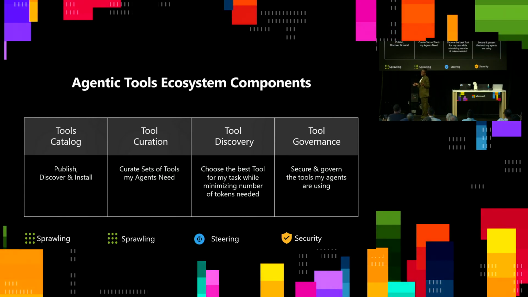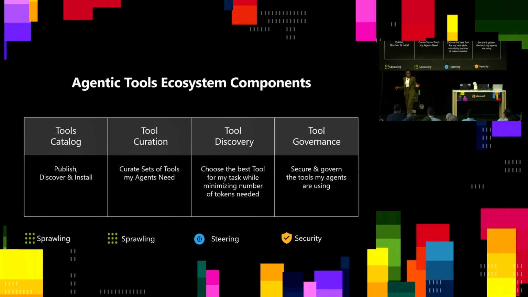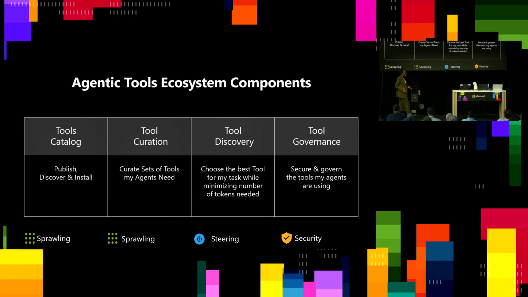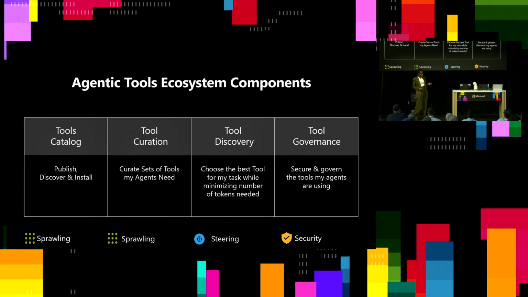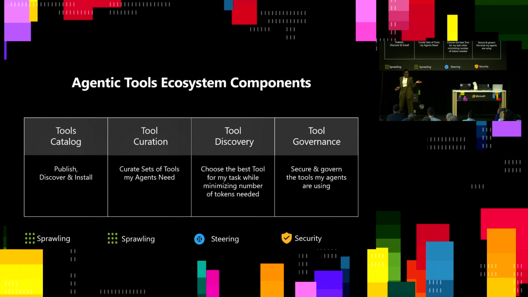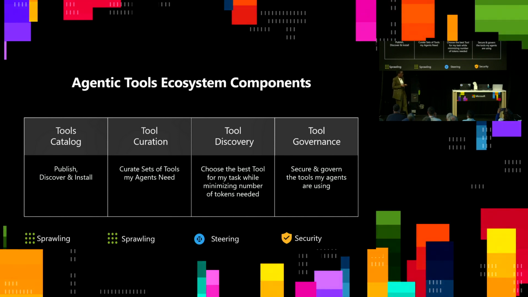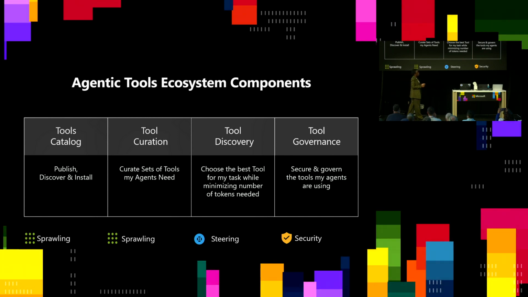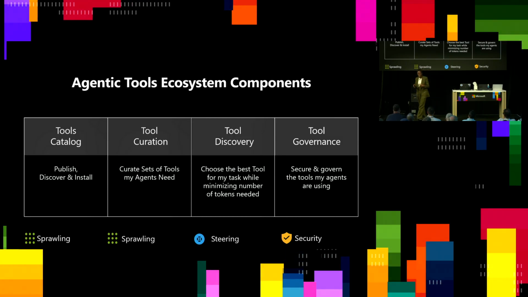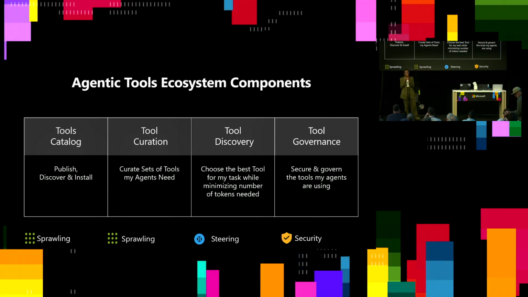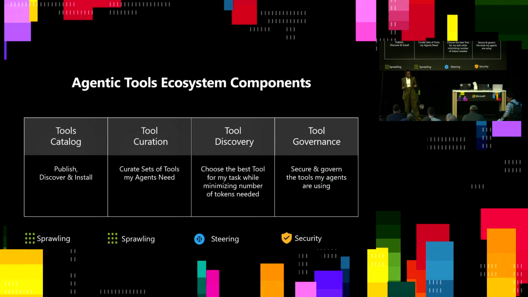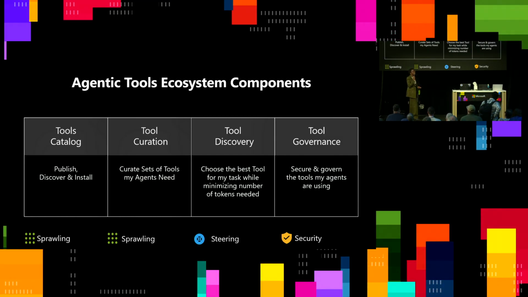This is an ecosystem made up of various components where we are investing in Foundry. We have the tool catalog, which is about discovering and publishing and installing your tools. That sounds easy. The next one is tool creation. You curate a set of tools that your agent needs in order to complete a specific task. And then how do you actually get that curated list and share it amongst every single agent that you might be controlling? There's tool discovery.